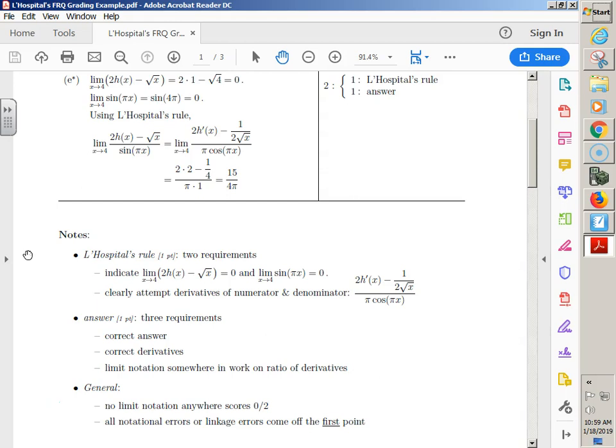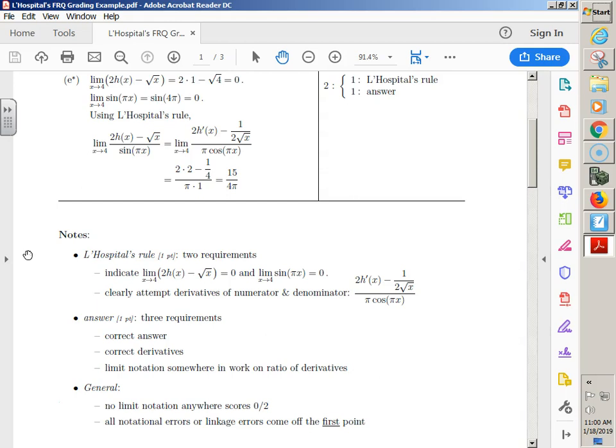Correct answer. Did it need to be written like this, though? No, you could have boxed it way back here. But it definitely could not have just been that. You had to actually find the solution, right? Correct answer, correct derivatives. So if you had made a mistake in your derivatives and somehow magically still gotten the right answer, you would not have gotten that point.